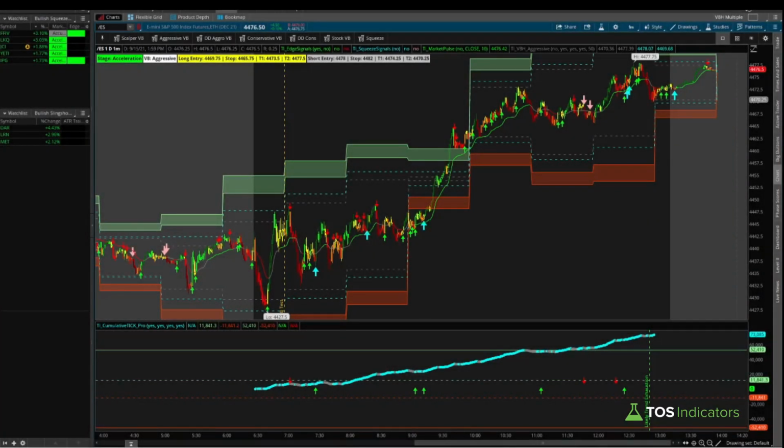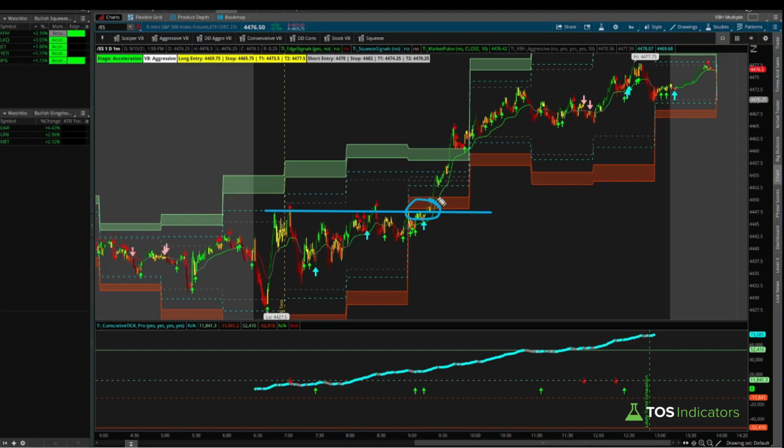We had a nice trending day in the S&P today, which was really triggered with the breakout of our morning levels. As soon as we broke above that 7 a.m. high, you'll notice that happened right here, closer to that 9 a.m. mark. That was really where the S&P started to get its legs under itself.